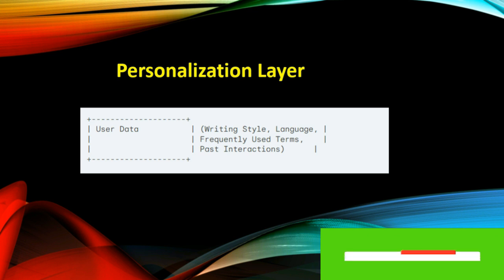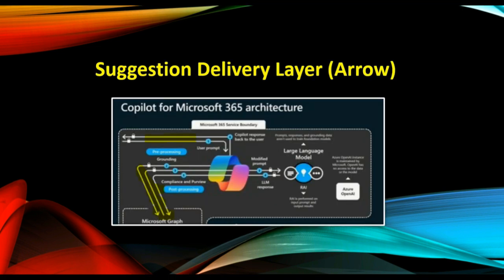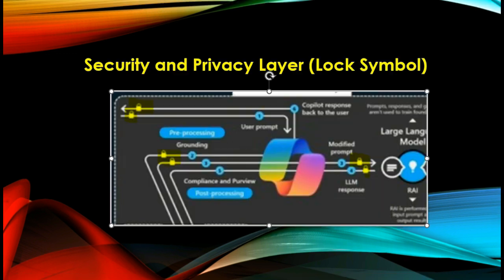Personalization layer. This layer personalizes Copilot's suggestions based on user data. It might consider users' writing style and preferred language, frequently used terms and data points within the organization, past interactions with Copilot and accepted rejected suggestions. Suggestion delivery layer. This layer delivers the generated suggestions back to the user interface of the Office 365 application being used, Word, Excel, PowerPoint, etc. Users can then review and accept, modify, or reject the suggestions as needed.